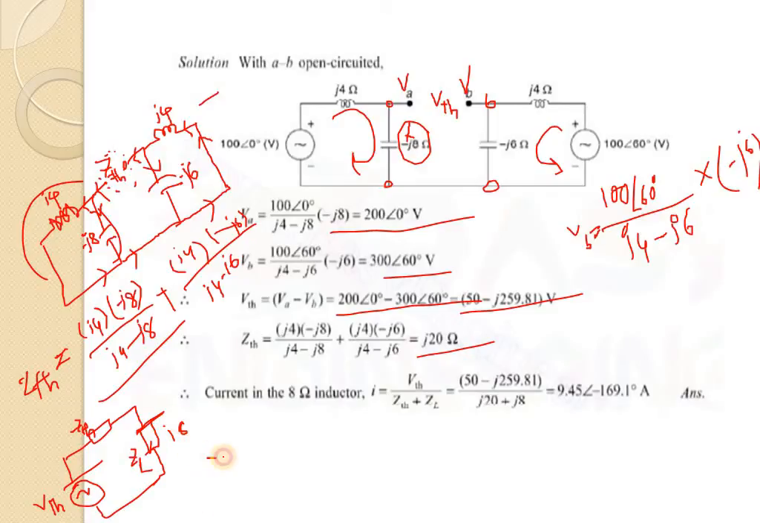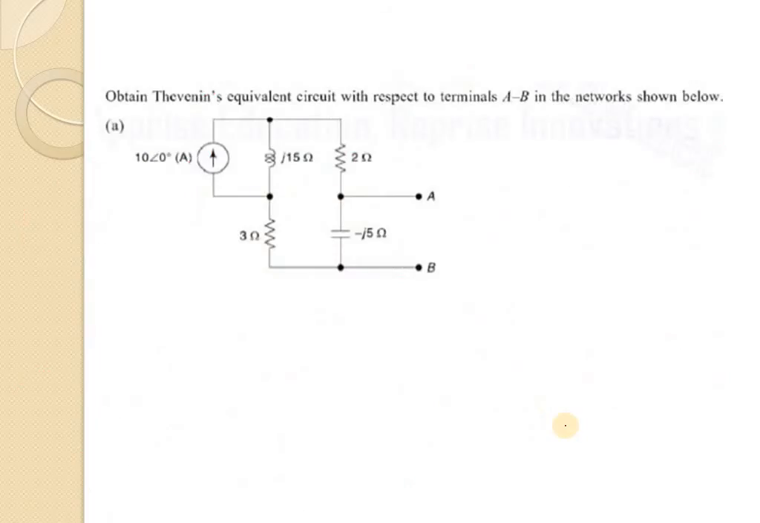So by using the formula we can calculate the value of current, that is VTH divided by ZTH plus ZL. Now putting all this value, we can calculate the value of current. This one we are getting the value of current 9.45 angle 116.91. Okay. So similarly, we will again solve this problem.